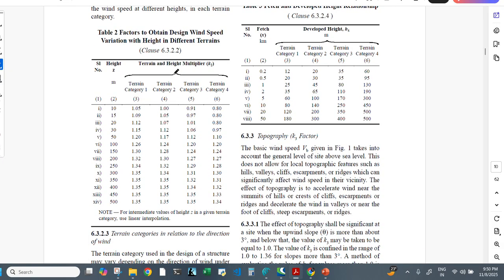Now these are the values of K2. These are the values of K2 we will take for design calculation. We will discuss this in the later chapter.